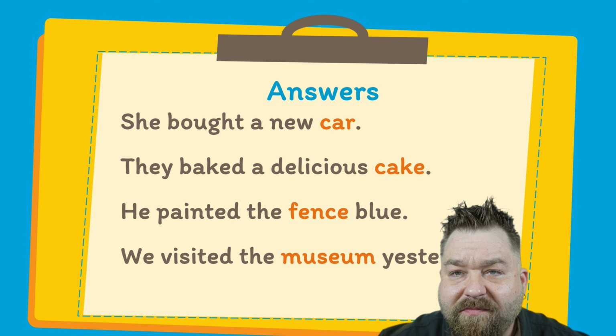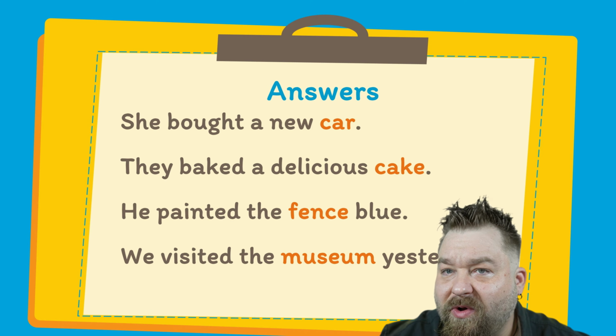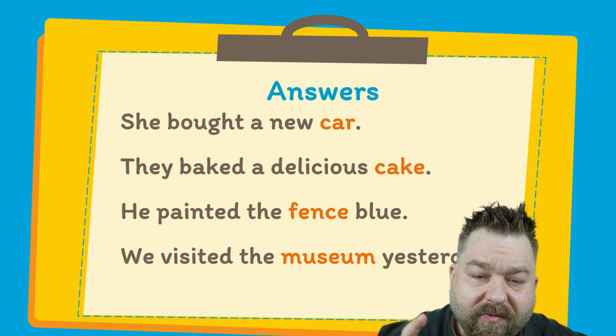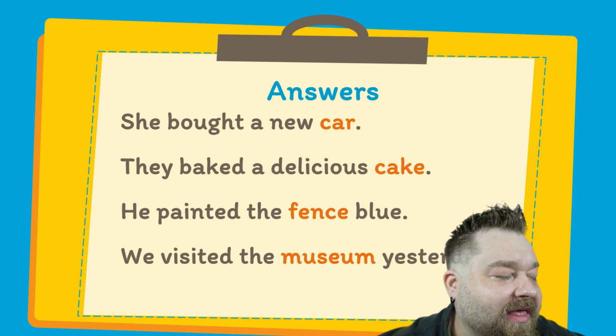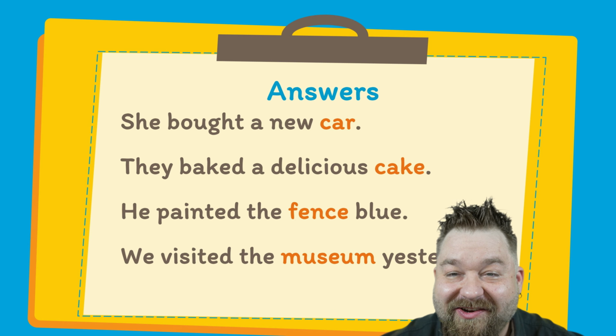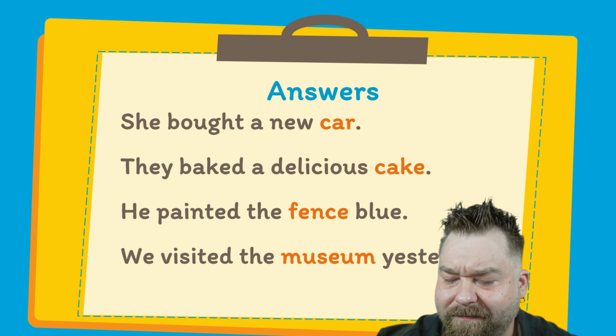He painted the fence blue. Well, he painted what blue? The fence. The fence is now blue. And we visited the museum yesterday. What did we visit yesterday? We visited the museum. I think you get it.